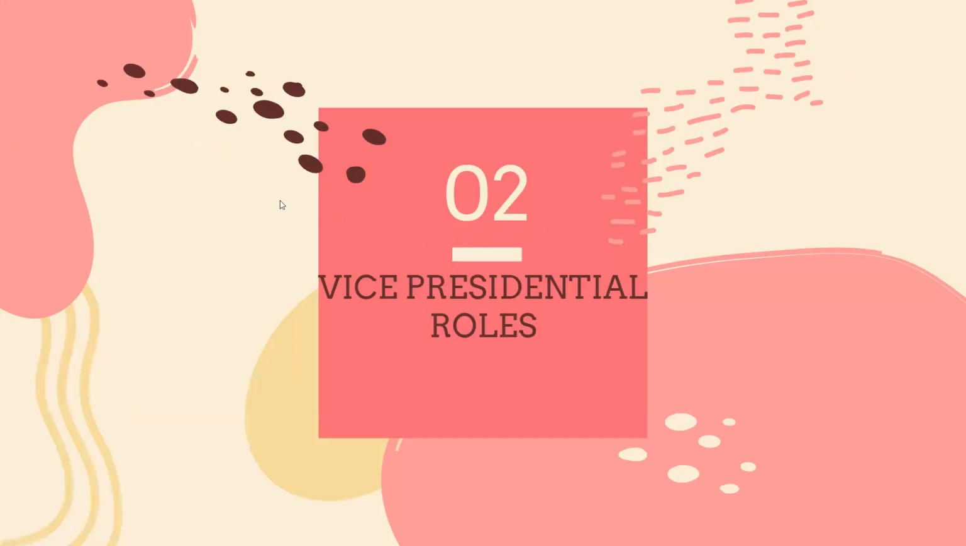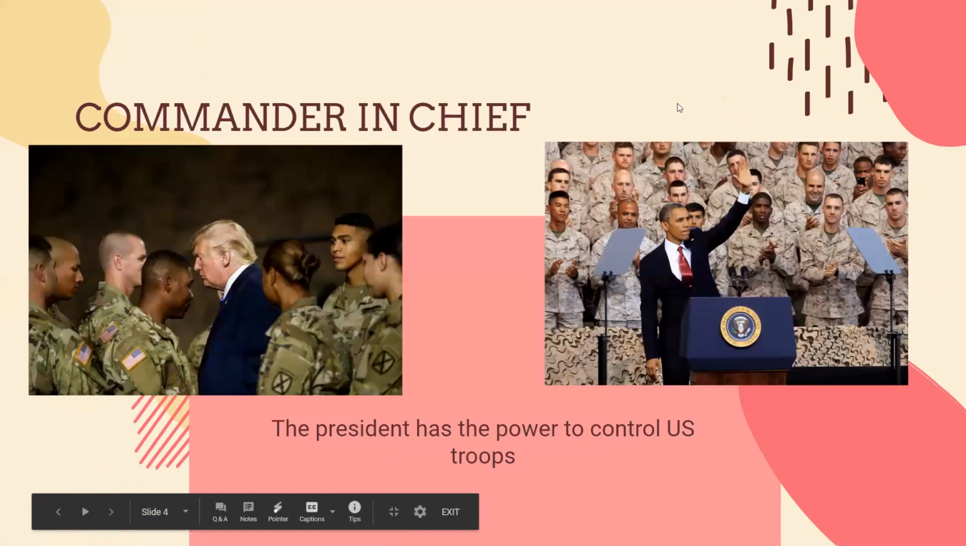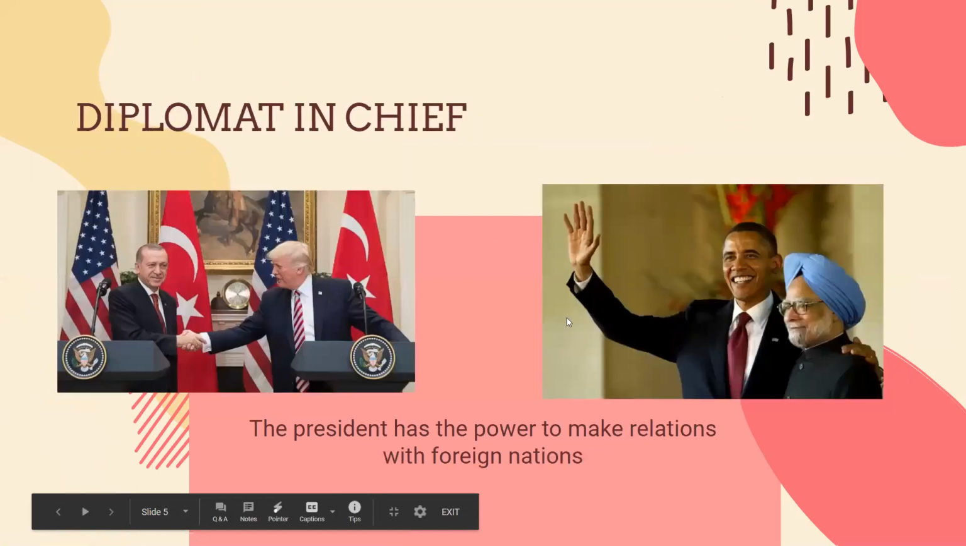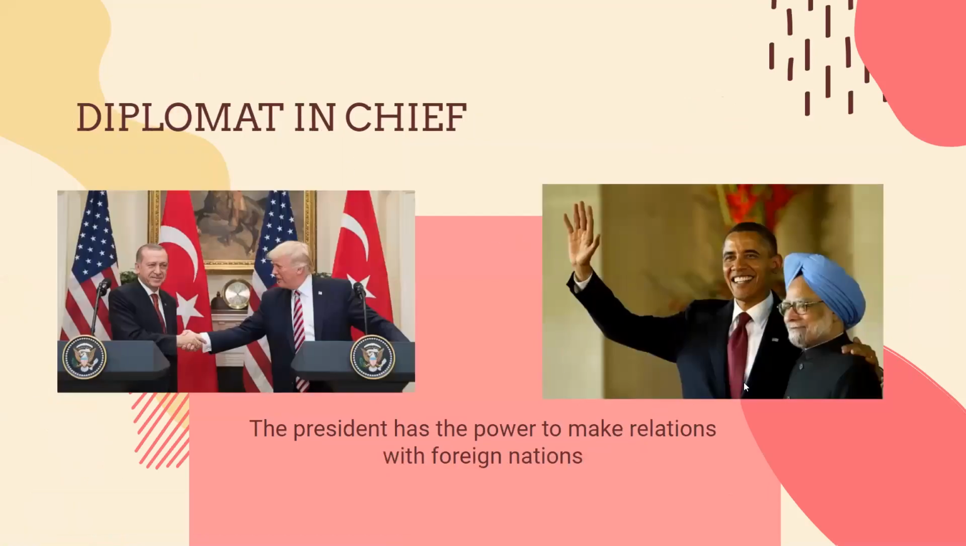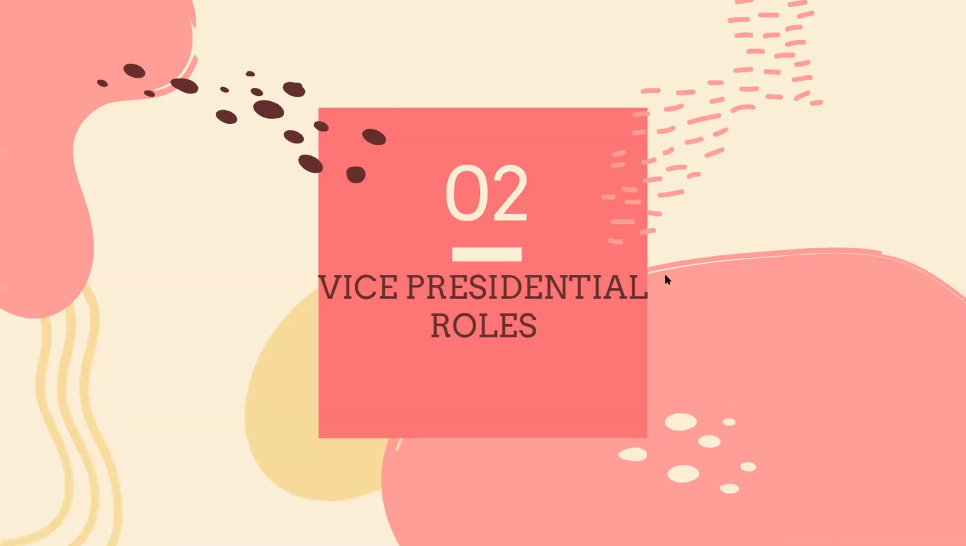So for those who just joined, we just went over the presidential roles. So we have them as commander in chief, meaning they have the power to control U.S. troops. Diplomat in chief, which means they have powers to make foreign relations, and then administrator in chief, which means they're in charge of the executive branch. So now we're on to vice presidential roles.